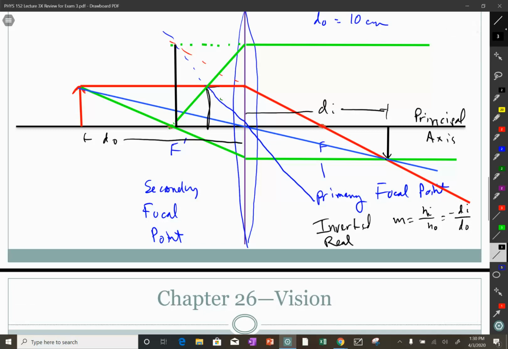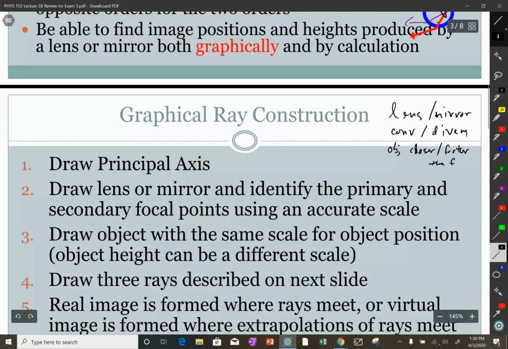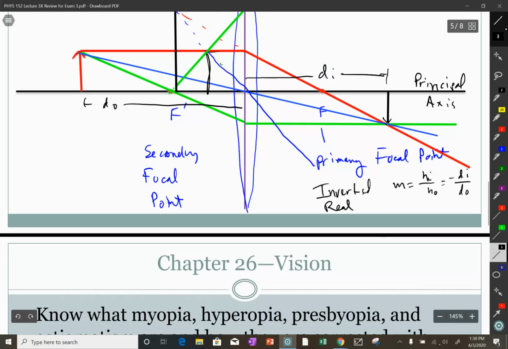So make sure that you can do those. And remember, it could be a lens or a mirror. It could be a converging type or a diverging type. If it's a diverging type, then the F prime is on the other side and the F is on the same side as the object, because you have a negative focal length if it's a diverging type.